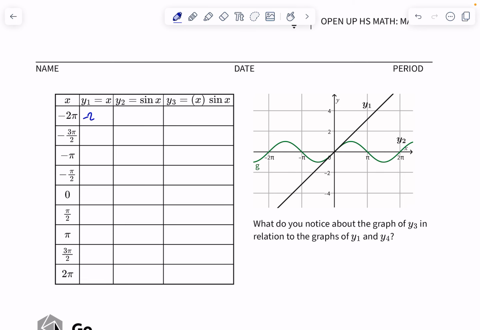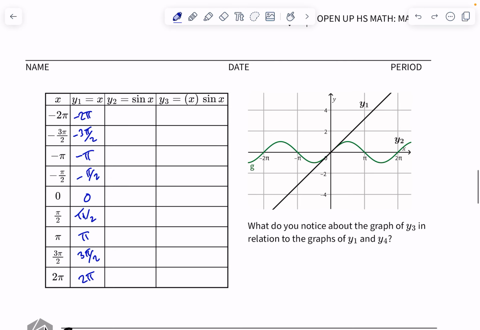So this is negative 2 pi, negative 3 pi over 2, negative pi over 2, 0, pi over 2, pi, 3 pi over 2, and then 2 pi. That's this line right here. And then sine of x. So let's go through that motion.